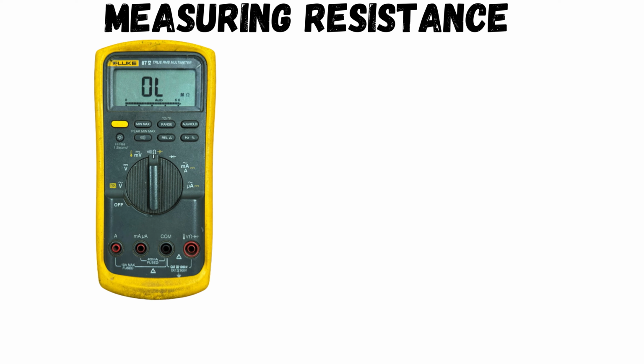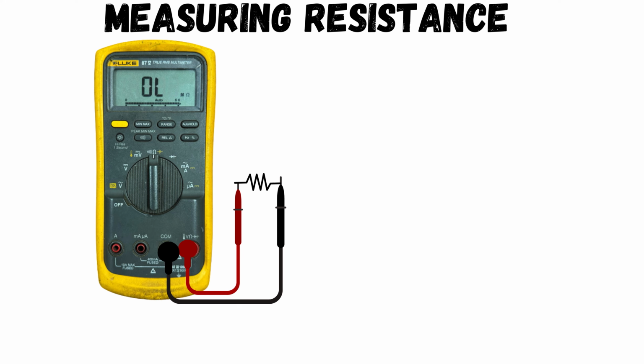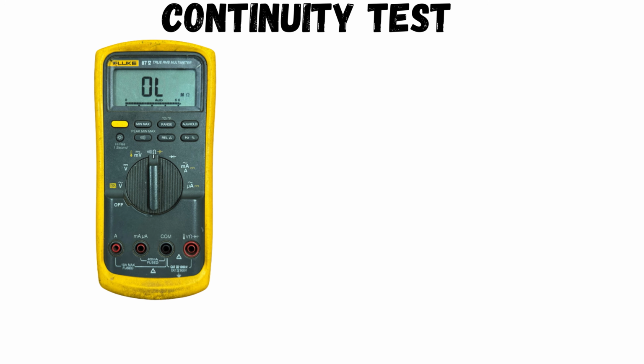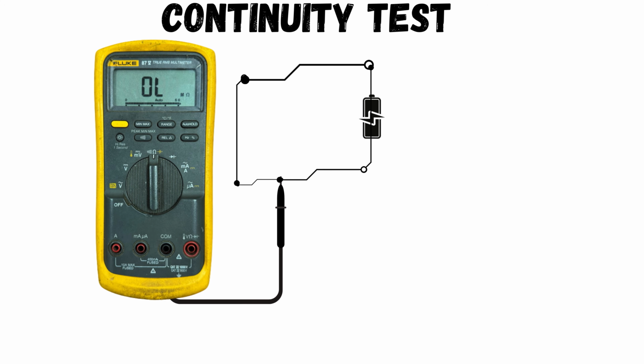Measuring resistance. 1. Turn the dial to the resistance, omega, setting. 2. Connect the probes to the component or circuit where you want to measure resistance. 3. Read value, the display will show the resistance in ohms. Continuity test. 1. Select continuity mode, turn the dial to the continuity test setting. 2. Connect probes, touch the probes to the 2 points of the circuit. If the circuit is complete, you'll hear a beep or see a light on the multimeter.